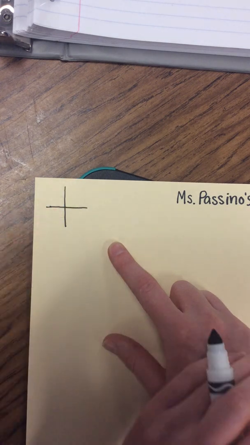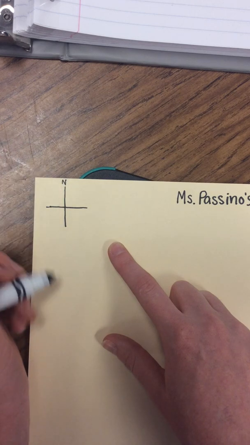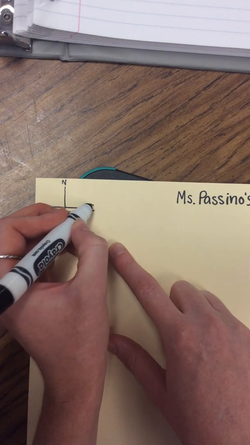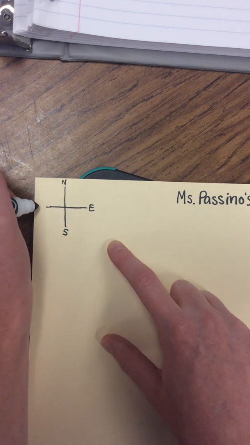Label these four corners so far: north, east, south, and west.